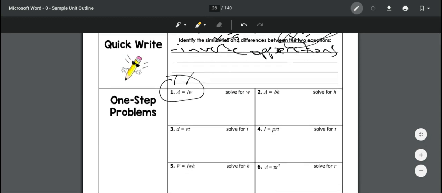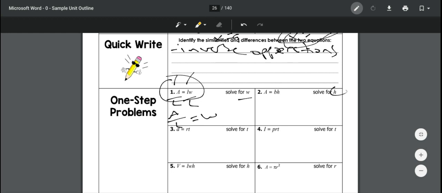All right, so if we're solving for W, we think, okay, the L is being multiplied by W, so we're going to divide by L on each side. So we have A over L equals W.